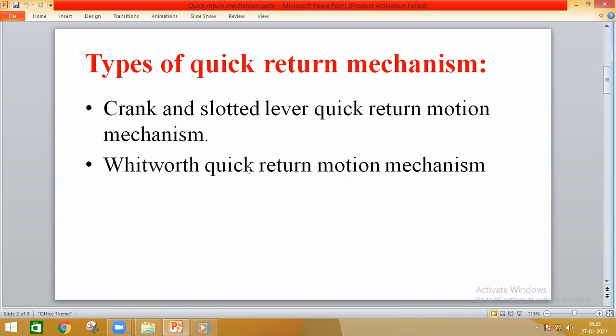So there are two types of quick return mechanisms normally used. One is the crank and slotted lever quick return mechanism, then the Whitworth quick return motion mechanism. These two mechanisms are the inversions of the single slider crank mechanism.